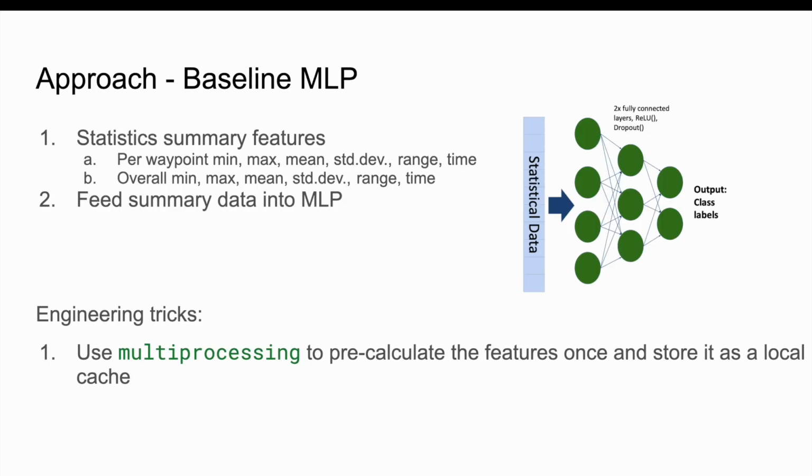Many prior works use statistics as handcrafted features, so it forms a robust baseline. Since our data are separated into multiple waypoints, we collect both per-waypoint statistics as well as overall features, and then put them into a 2-layer MLP. We also use a multiprocessing library to pre-calculate the features to speed up the training.